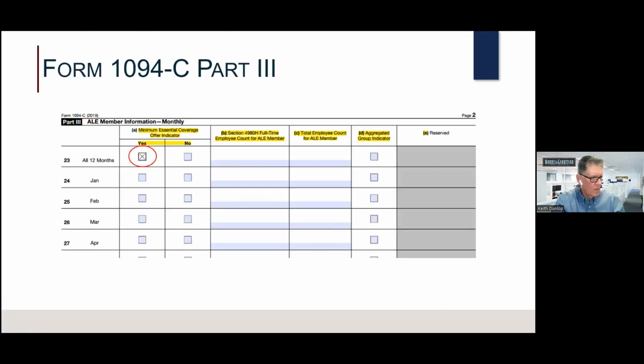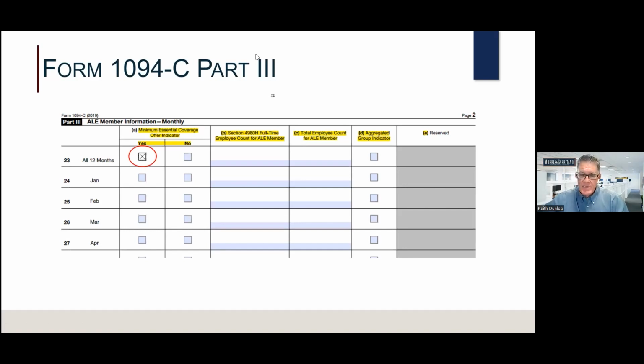Keith, we did have one question come in real quick that I want you to address. They're asking if we had an average of less than 50 full-time employees during 2022, are forms 1095-C and 1094-C required to be filed? No.